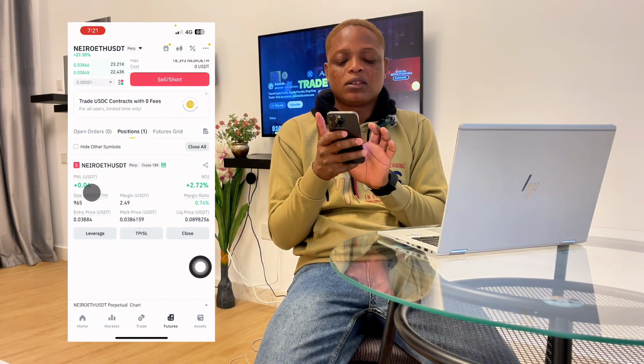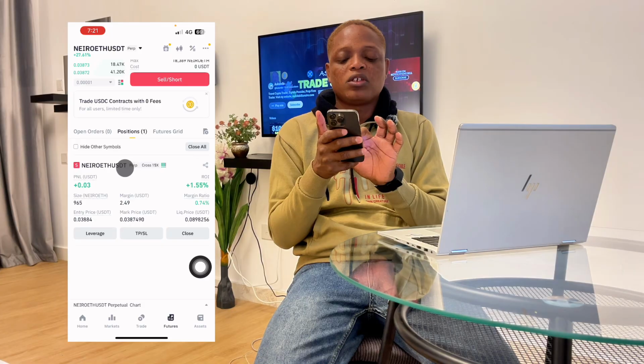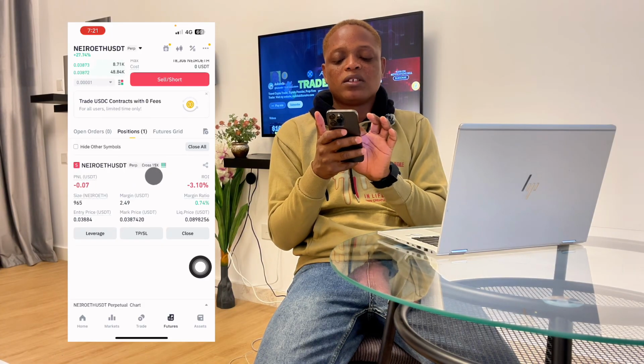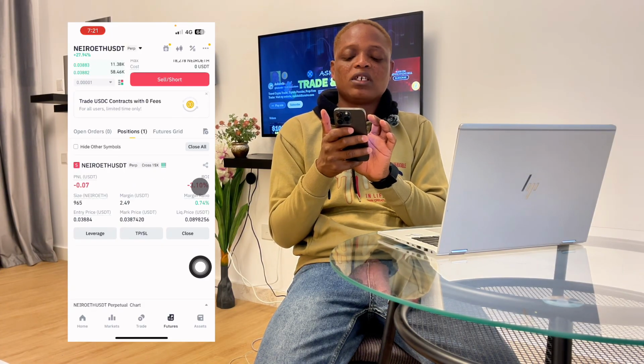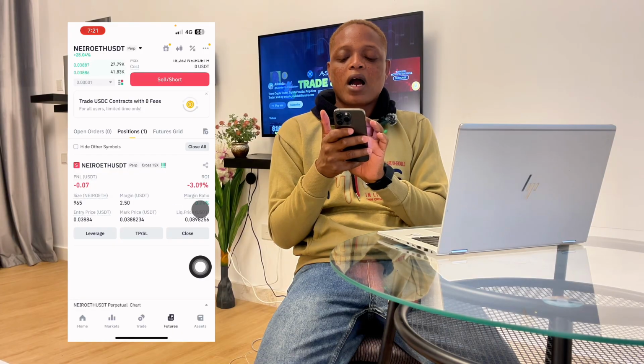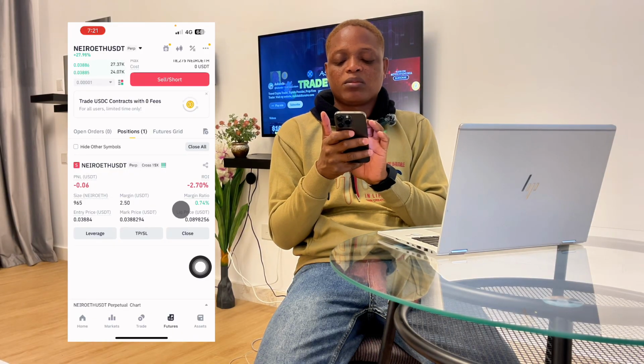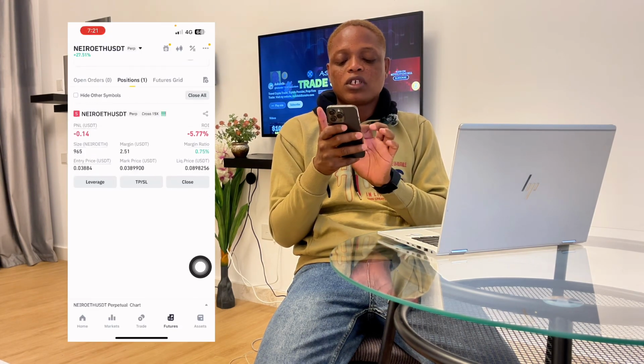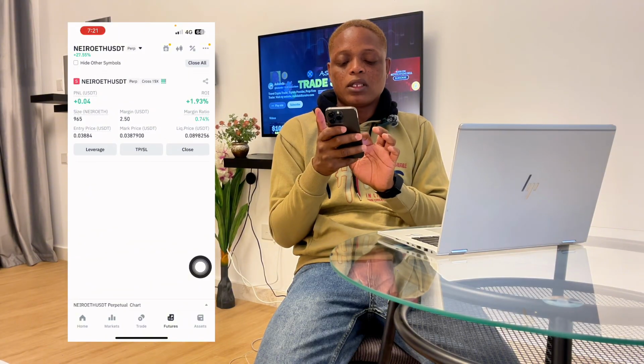2.48 as margin, PNL plus 0.06, Nero USDT perpetual futures, 15x leverage. ROI means return on investment. So we have the margin ratio being 0.74%. If you ever enter a trade and the margin ratio is more than 10%, close the trade and take it again. Okay.